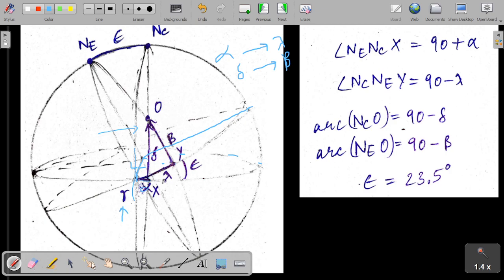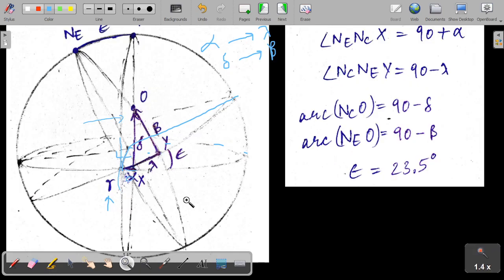Now we can write the arc NCO to be 90 minus delta, of course, as arc OX is delta, and the arc NEO to be 90 minus beta, as arc OB is beta, of course. Now what I want you to do is pause the video and derive the relations between beta and delta on your own, and after you have done, just unpause and watch the derivations to know if you are correct.